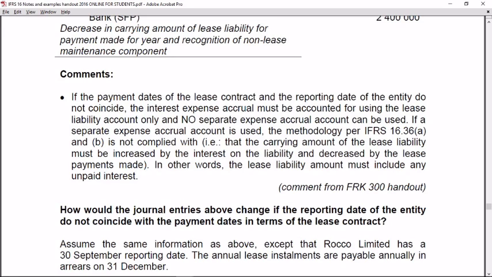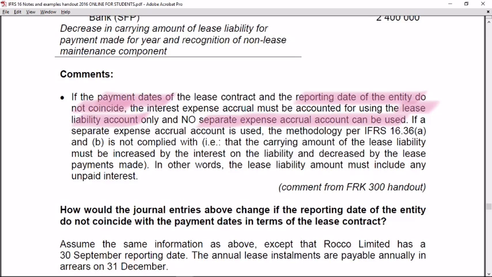If it now happens that the payment dates of the lease contract and the reporting date of the entity do not coincide, the interest expense still needs to be accounted for using the time proportion basis because interest accrues over time. So you will still have to accrue for the interest over time, even though the interest might not have been paid yet. Then that interest must be accrued against the lease liability account. We do not make use of a separate expense accrual account for purposes of leases.